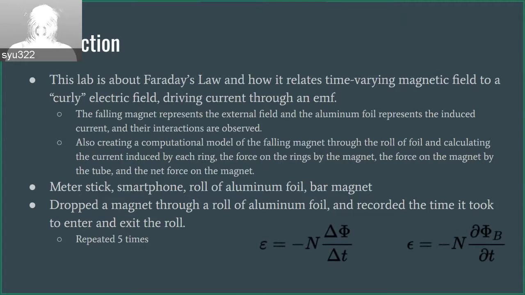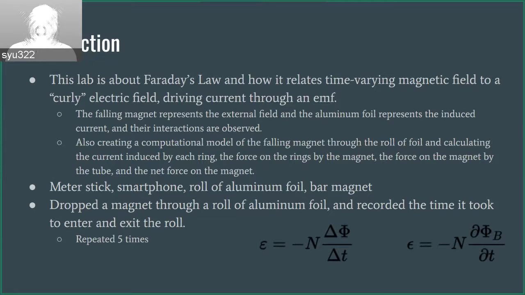Also, we created a computational model of the falling magnet through the roll of foil and calculated the current induced by each ring, the force on the rings by the magnet, the force on the magnet by the tube, the net force on the magnet, and also plotted a velocity versus time graph at the end.